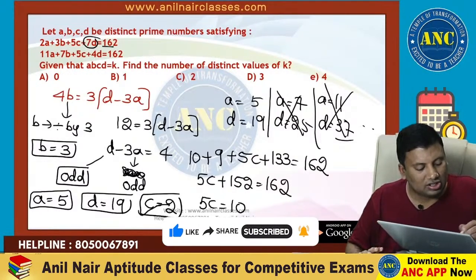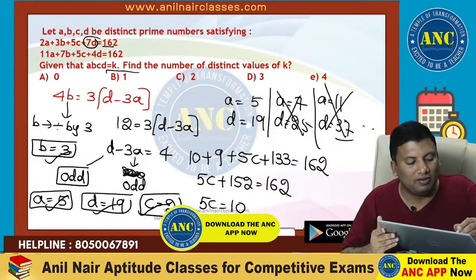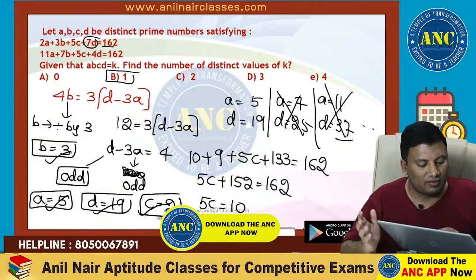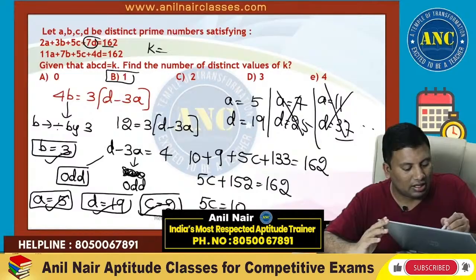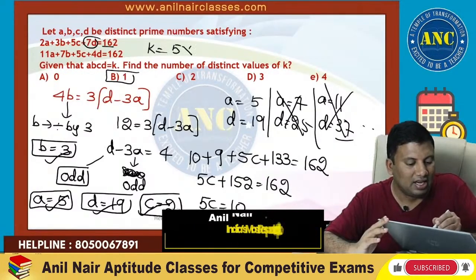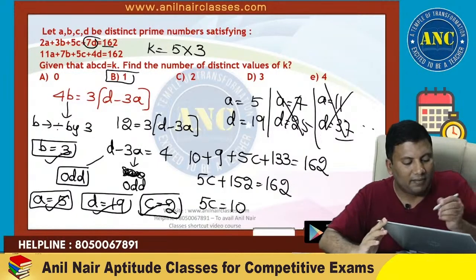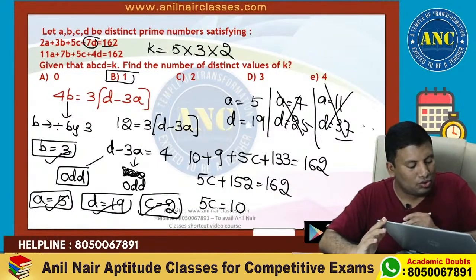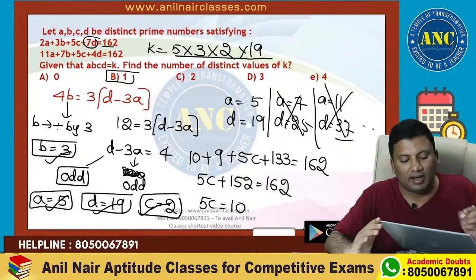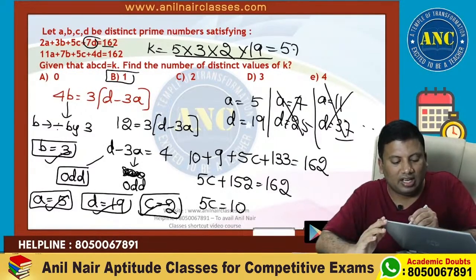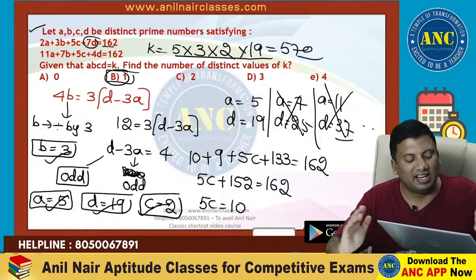So C is 2, and we have 2, 3, 5, 19. All are prime numbers. How many values can it take? Only one value it will take. What is that value? A is nothing but 5, B is 3, C is nothing but 2 and D is nothing but 19. The K value is nothing but 570. So only one value it is taking. Seems like a complex question but very easy. I hope this idea is clear.